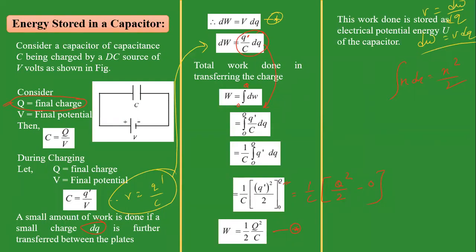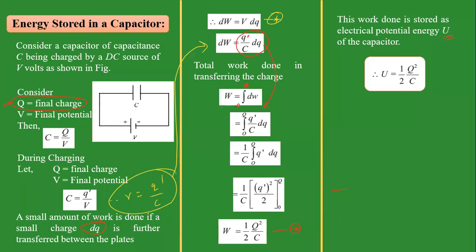This work done is stored in the form of potential energy. That potential energy we write by the symbol U. Hence we can write the electrostatic potential energy stored in a capacitor is equal to 1 by 2 Q square by C. So this is the expression for energy stored by a capacitor.